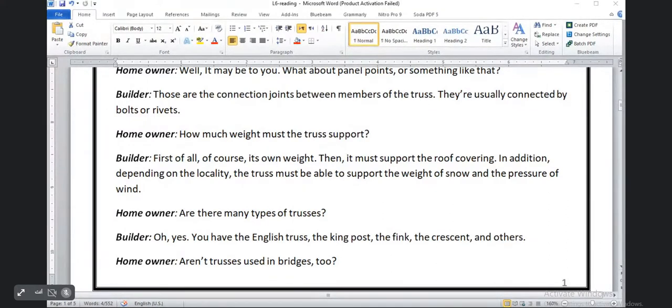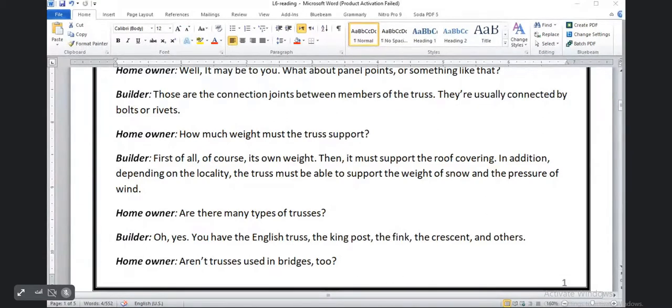I think Lina Salman, you're raising your hand. What do we use in the panel points, Lina? Bolts or rivets. Bolts and rivets. Good. And what's your class, Lina? C. You're from class C.